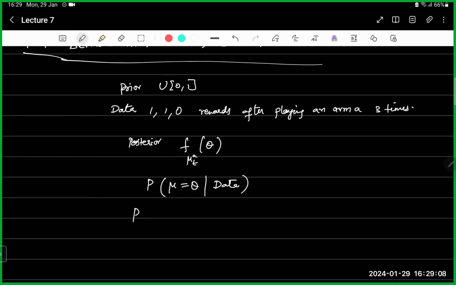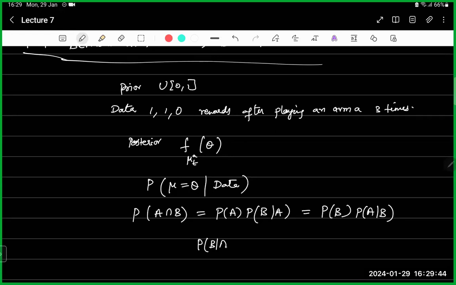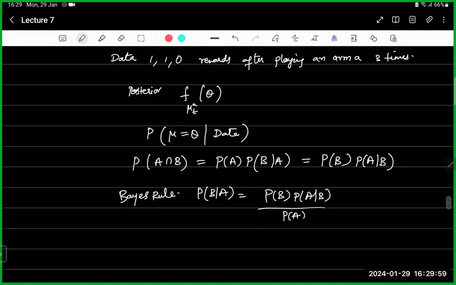So we can use a rule called Bayes' rule to calculate this. Do you know what Bayes' rule is? What is the probability of A intersection B if A and B are two events? It is probability of A times probability of B given A, or the other way, probability of B times probability of A given B. So Bayes' rule gives you the following: probability of B given A is probability of B times probability of A given B, divided by probability of A. This is called Bayes' rule. So we just have to apply this rule to get our posterior distribution.